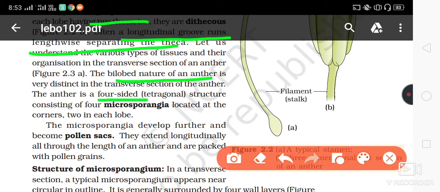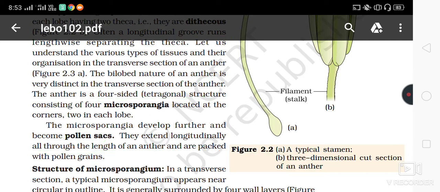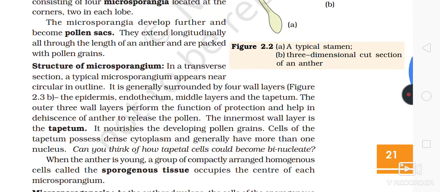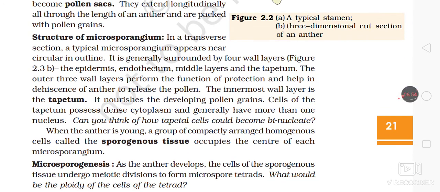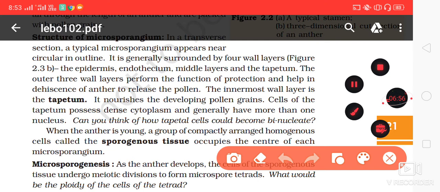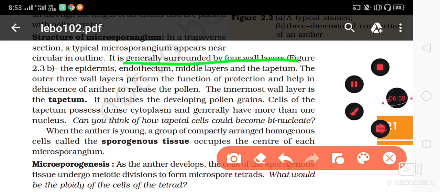The anther is a four-sided tetragonal structure consisting of four microsporangia located at the corners, two in each lobe. The microsporangia develop further and become pollen sacs. They extend longitudinally all through the length of the anther and are packed with pollen grains. Structure of microsporangium: in a transverse section, a typical microsporangium appears near circular in outline. It is generally surrounded by four wall layers.